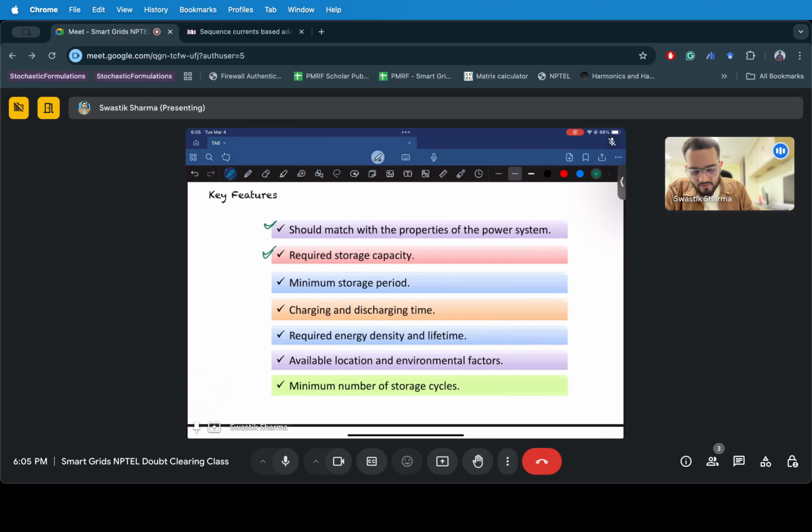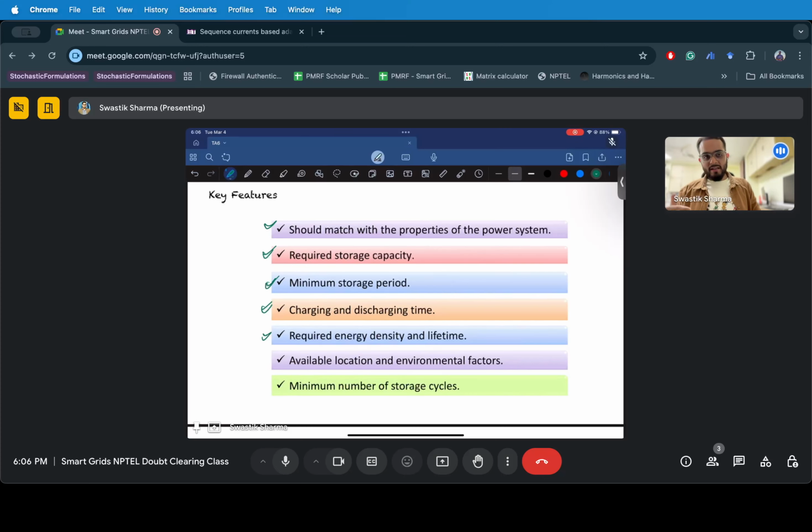Then you need to have a sufficient storage capacity, right? Let's say that you have a battery, but it can only store for 20 minutes. So what is the use of that? So it should have a sufficient storage capacity. If it has no storage capacity, then it is nothing, right? You want it to have some storage capacity. It should have a minimum storage period. What I mean by it is that it should be able to provide power for a given time duration. Then there should be charging and discharging times, same time duration.